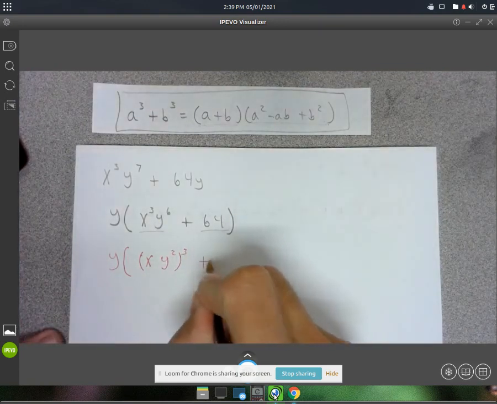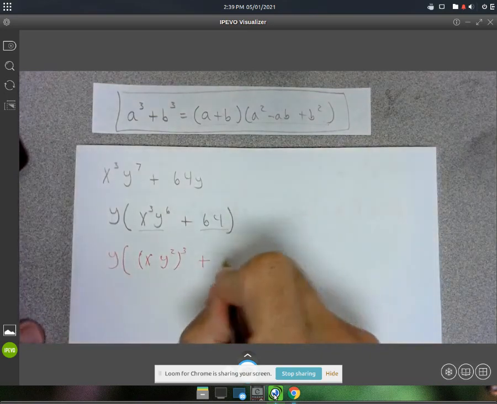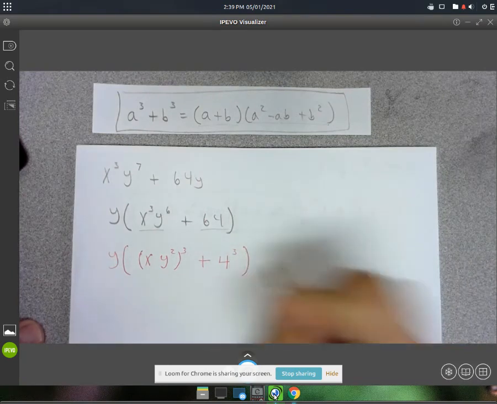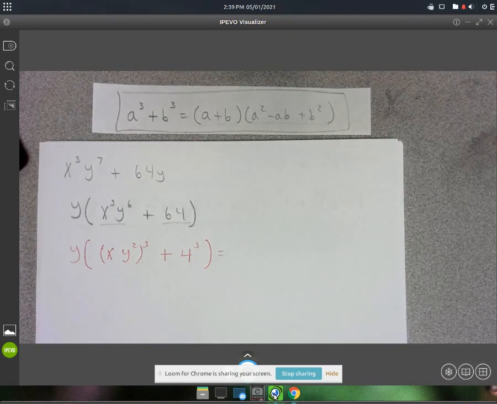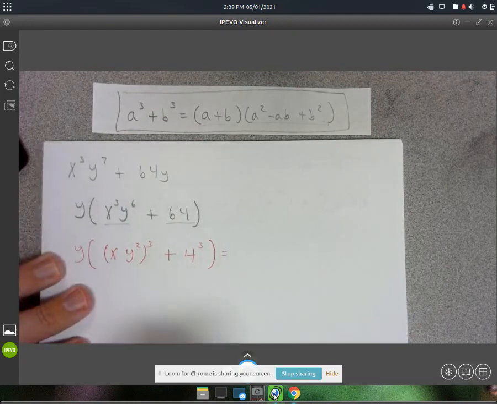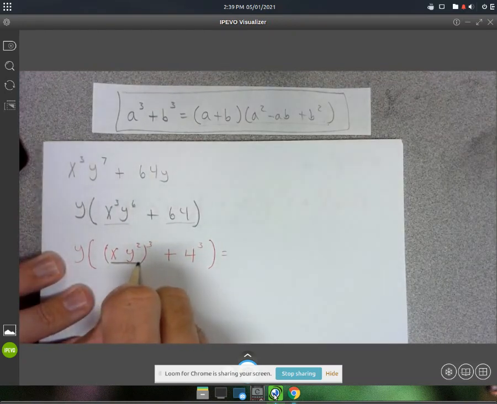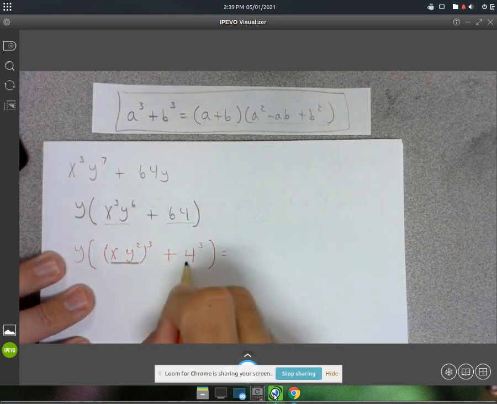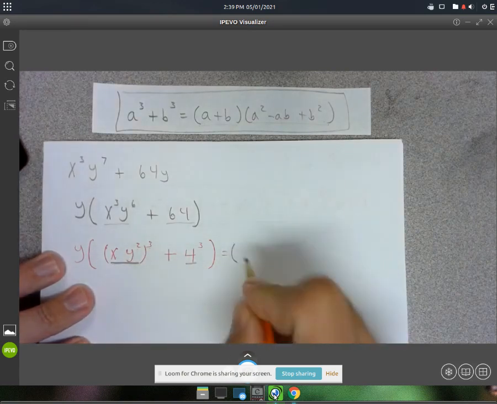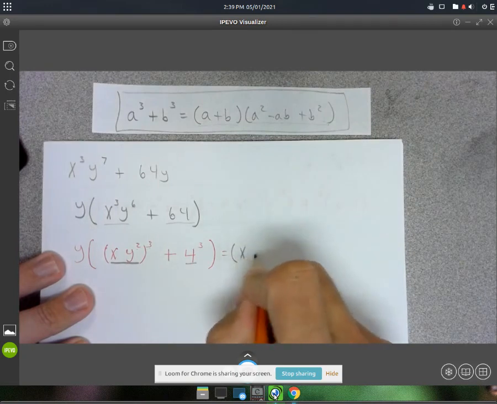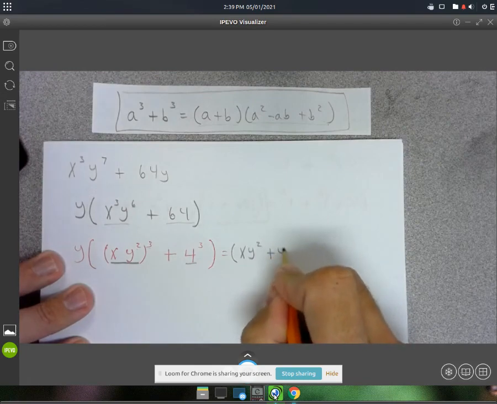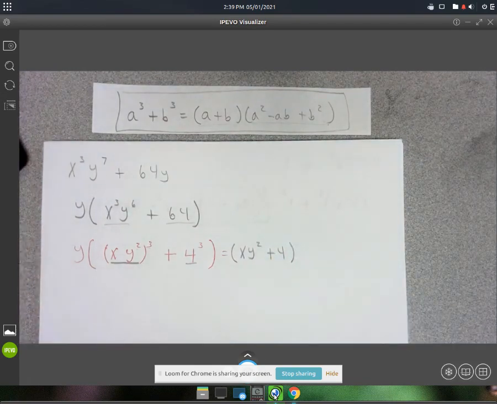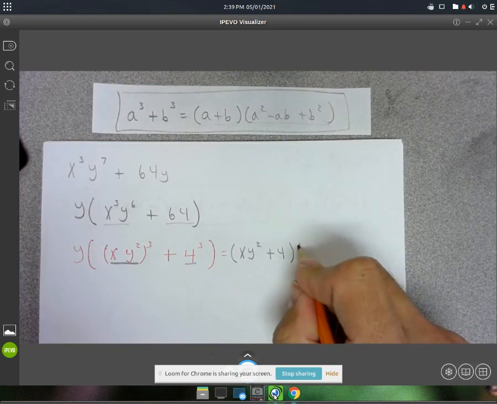And then 64. 64 is equal to 4 to the third power. And we should be good to throw this thing into our formula. So this will be like our a term, the xy squared is. And of course, there's our b. So it's going to be a plus b, which is xy squared plus 4.